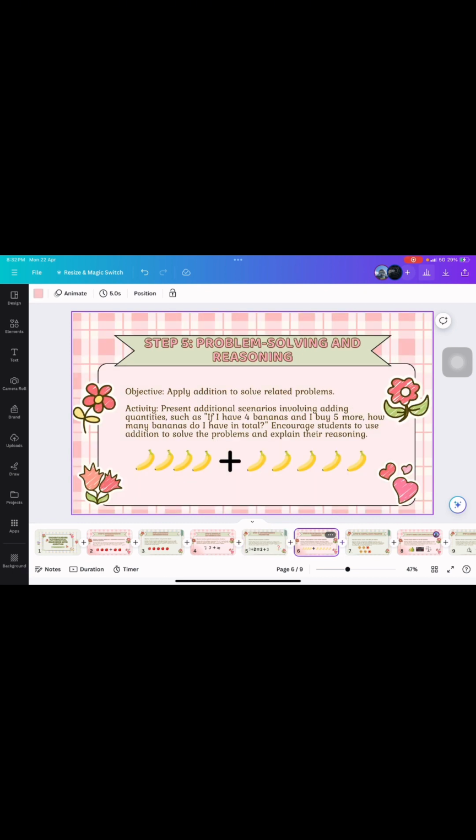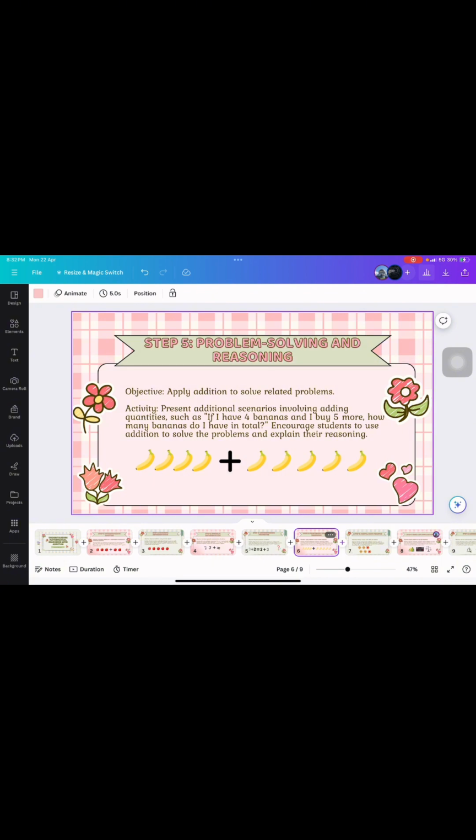So now we move to the fifth step. The fifth step is problem solving and reasoning. The objective is to apply addition to solve related problems. The activity is to present additional scenarios involving adding quantities, such as, if I have 4 bananas and I buy 5 more, how many bananas do I have in total? Encourage students to use addition to solve the problems and explain their reasoning.